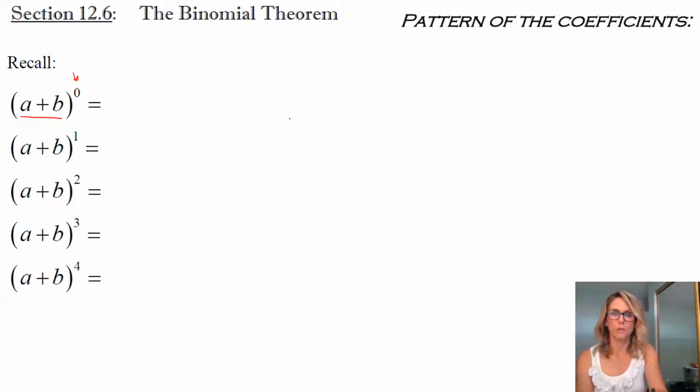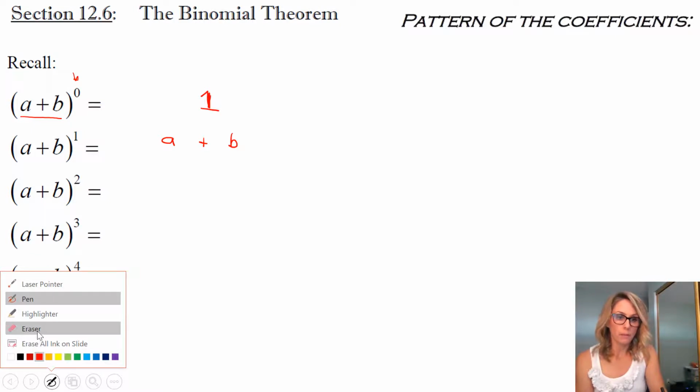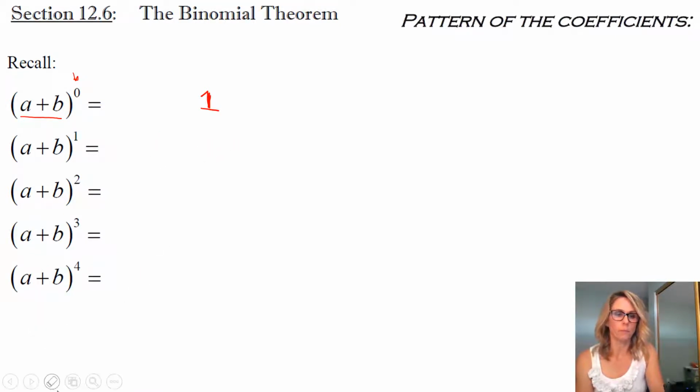There's a reason that I have it way over here, so just know that, so just 1. Now, a plus b to the power of 1, not surprising, is just a plus b. Now, when we take a plus b and we square it, we should be familiar with that. And so we wouldn't be surprised to be able to do that fairly fast. We will have a squared plus 2ab plus b squared.